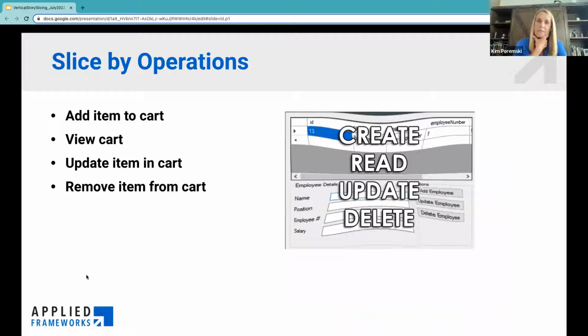Then there's slicing by operations. So create, read, update, delete, CRUD functions, some of you might be familiar with the term CRUD. So for example, I want to create my profile on Amazon. I want to be able to update my profile. I want to be able to view what I added to my profile. I want to remove my profile altogether. All of these different CRUD operations could be broken out as separate user stories.